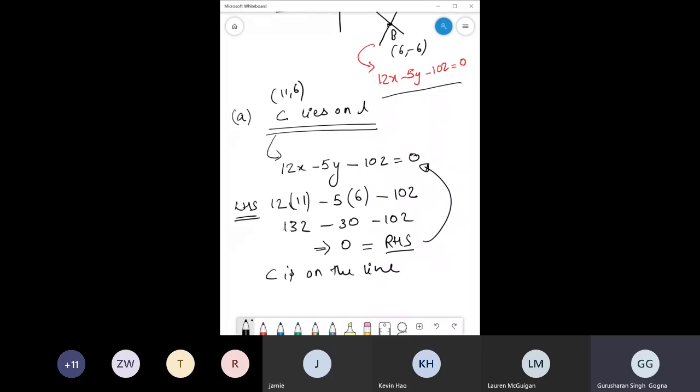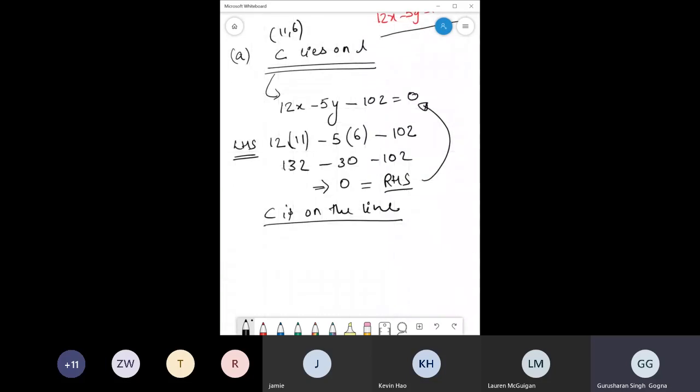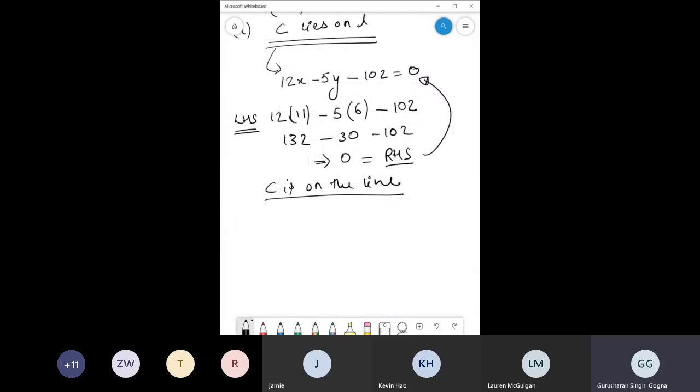So you can see that the definition of the equation is applicable here, and you will see in a lot of questions it will be applicable. So if you want to verify any point on the line, then you just substitute in place of X and Y. You should get left hand side equal to right hand side. It means it is on the line, otherwise it is not on the line.